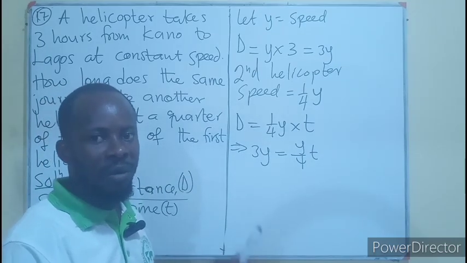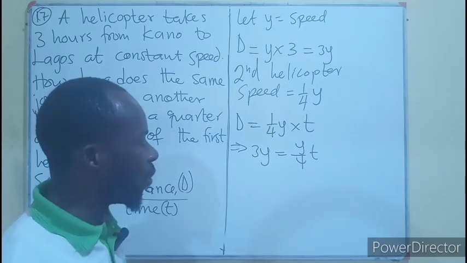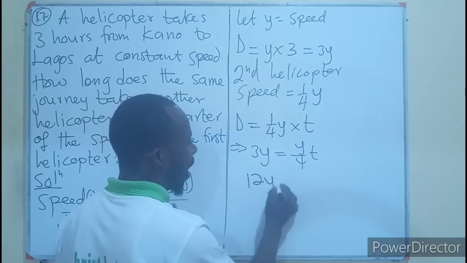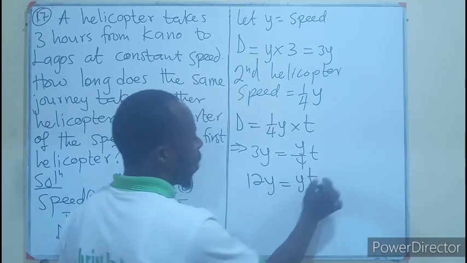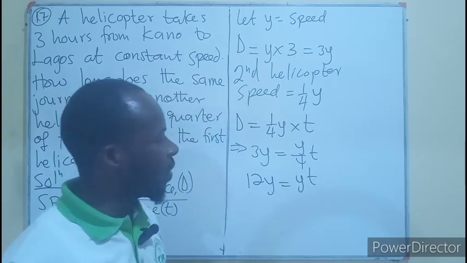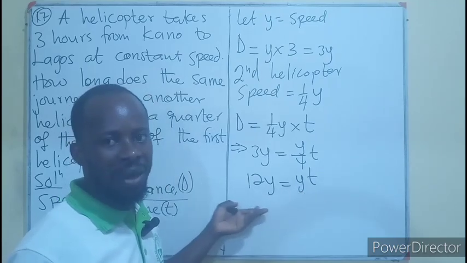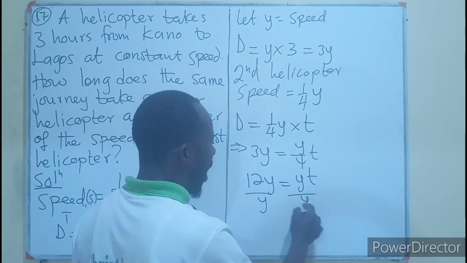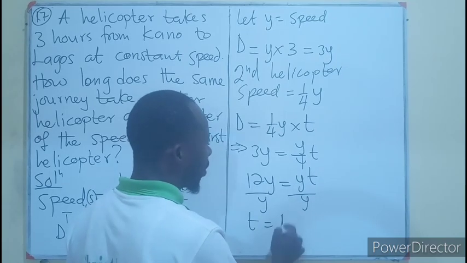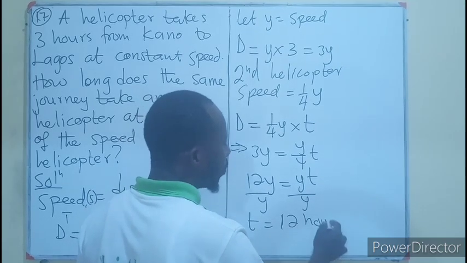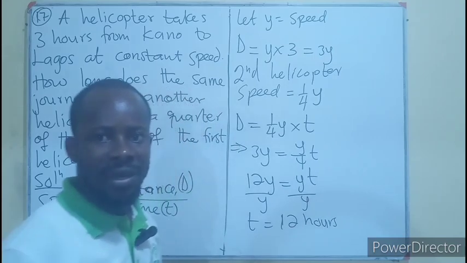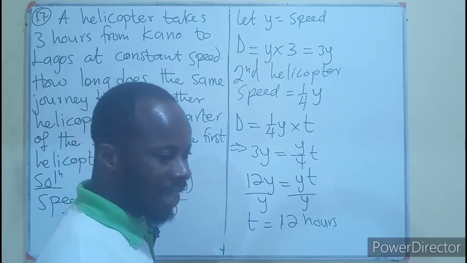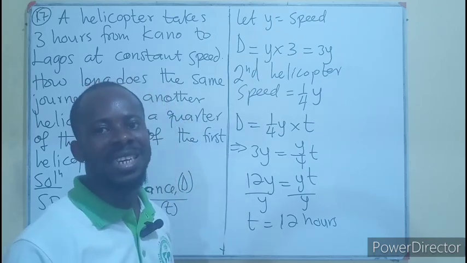This is an equation involving fractions. So multiply through by what? Your 4, which is the LCM. That gives you 12y equals yt. By the way, if you divide by the y, which we are not interested in, it will make the t to be what? 12 hours. It means the t is going to be 12 hours. And on the possible answers, that will be the option D.